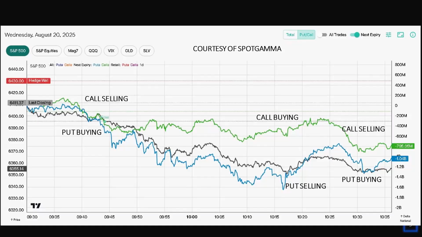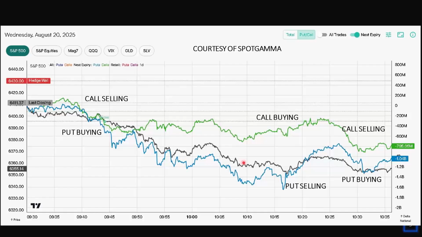The call sellers and the put buyers take over right after the open. This is what we're seeing right here. They were in conjunction, and SpotGamma has the ability to use this total up here to see the total, but I kind of like to break it down between the two, because right here we have this divergence where the calls were actually being bought, but the puts were more forceful, requiring their hedges.